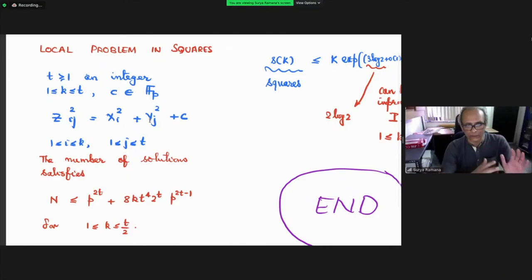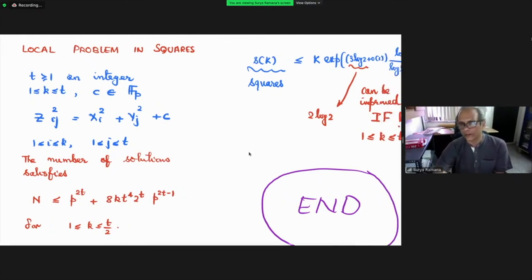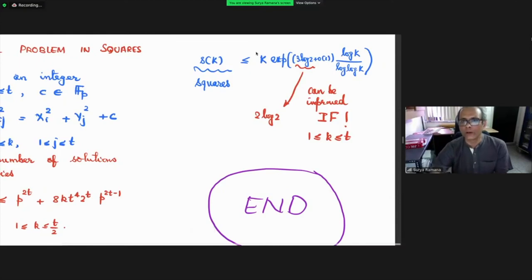Namely, you get a bound for S_k, which is k times some fudge factor. And to get the optimal fudge factor, at least by this method, you have to get an optimal count for the number of points on this variety. So for squares, we had a bound which is k to the power 3 log 2. If the correct count for the number of points on this could be obtained, you could just simply copy the rest of the method and you would get 2 log 2.